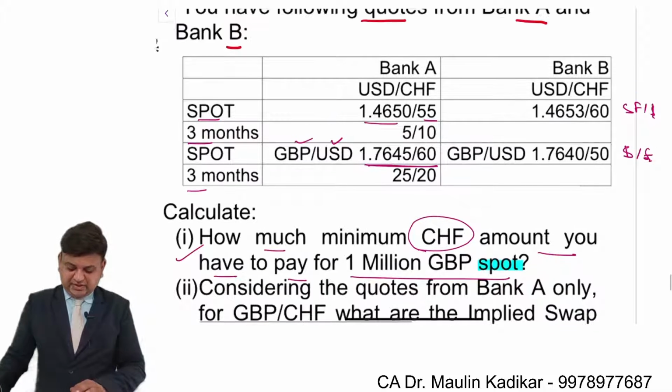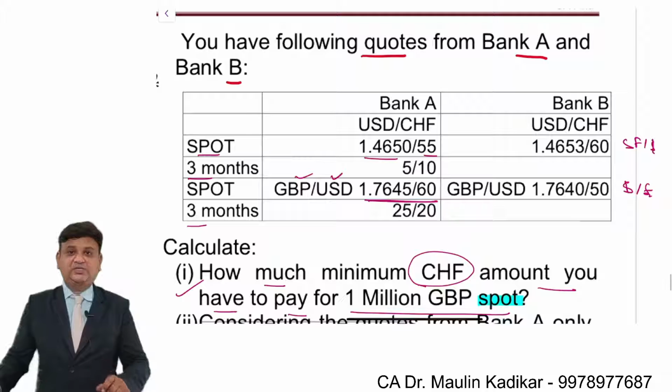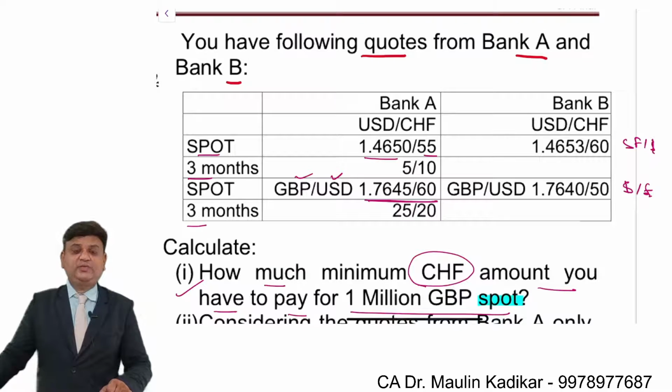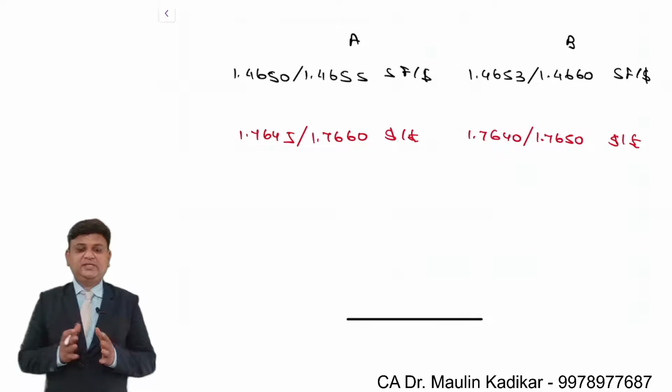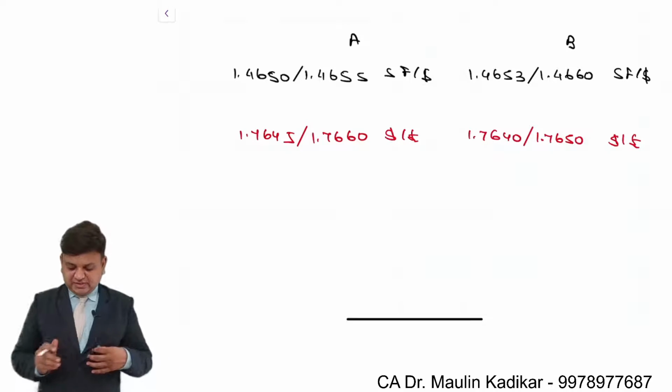For the first question, I want you to write the answer in the chat box: what is the minimum Swiss franc to be sold for purchasing 10 lakhs UK pound? Let us understand how to make the calculation of the answer.